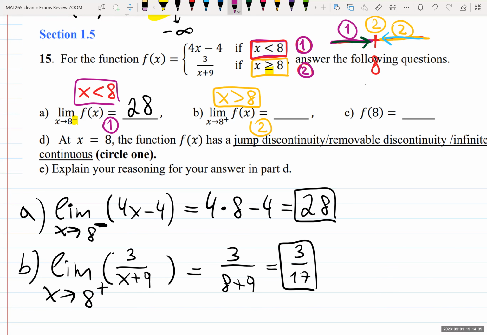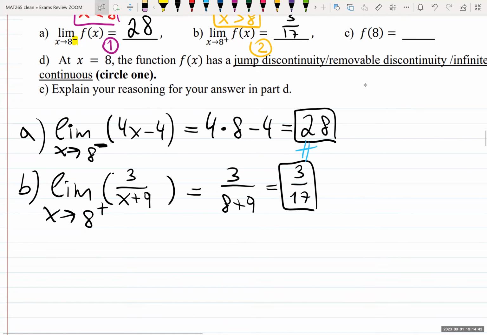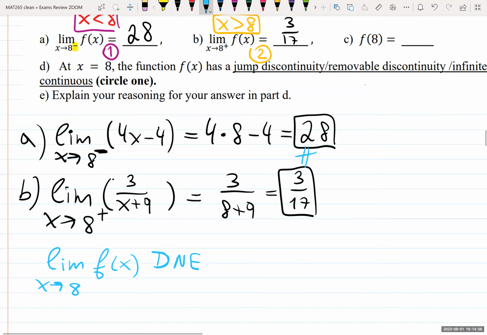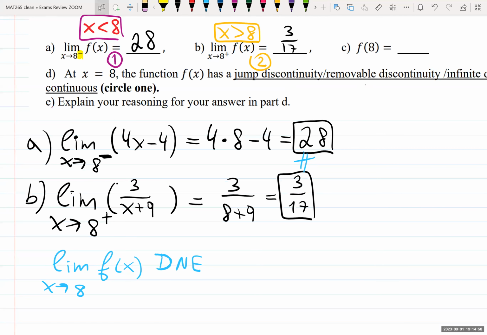Well, we can make a conclusion. Let me put it in the table. 3 over 17. The limits did not meet. So if they ever asked about a limit in general, which they actually never did, the limit of f of x does not exist because the left limit did not meet with the right limit. So it means they're not friends, and that means there's no limit. That's how you do it.